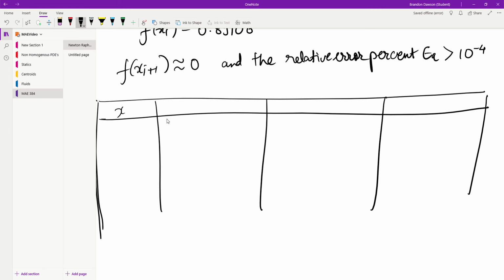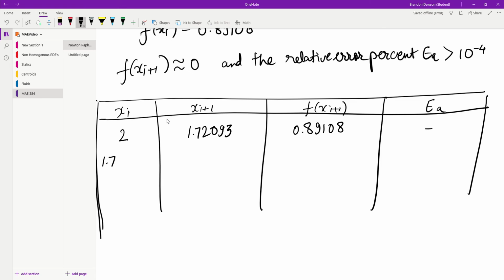So we have xi plus 1, f of xi plus 1, and E of A. So for the first iteration, the initial condition is xi equal to 2, and there is no relative error as this is the first iteration.